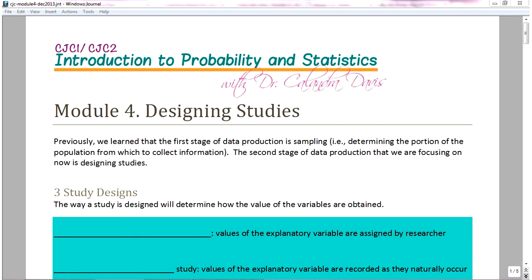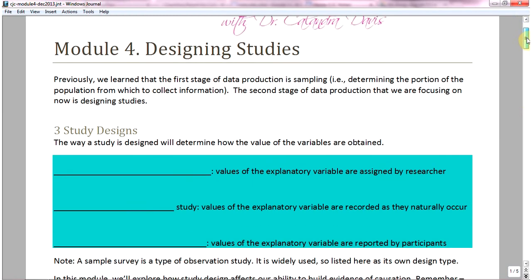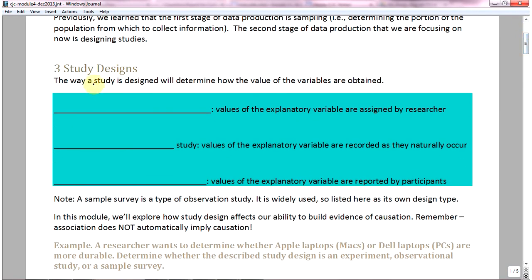Module 4, Designing Studies. Previously, we learned that the first stage of data production is sampling, that is, determining the portion of the population from which to collect information. The second stage that we're looking at now is designing your study. So there are three main study designs that we'll be considering.